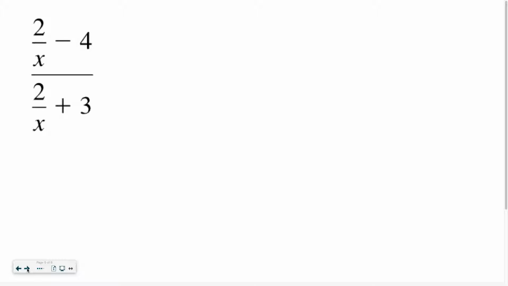2 over x minus 4, all over 2 over x plus 3. What are those denominators for the 4 and the 3? 1. Isn't x 1? X could be. You're not solving for x. Why did you just make the plus 3 minus 4? So you've got to get those around.